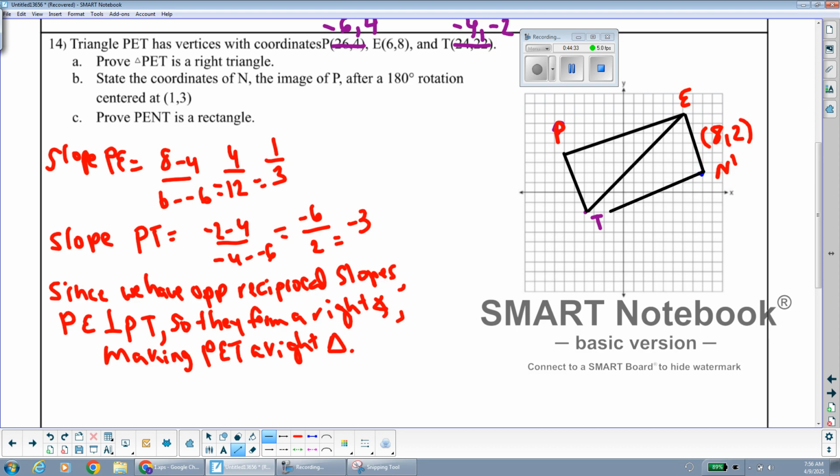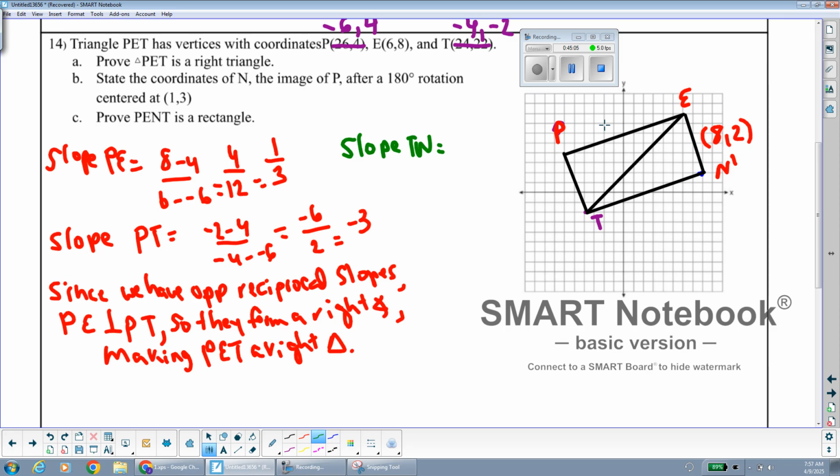And if I connect here, we do have quadrilateral PENT, which our next goal is to prove is a rectangle. So first I need to prove it's a parallelogram. And in order to prove it's a parallelogram, I already have slopes of PE and PT. I'm just going to find the other two slopes, EN and TN. So I'll just do that here. Slope of TN, and that should be the same as PE, opposite side.